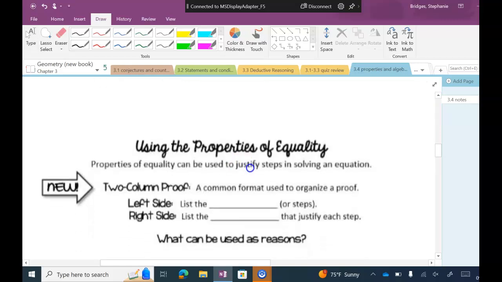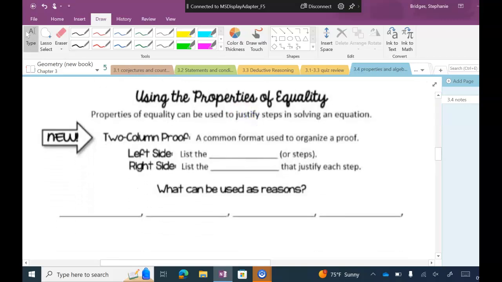Next, it says using these properties of equality. These properties of equality can be used to justify steps in solving an equation. Okay. And the proofs that we're going to do in this class are called two-column proofs. One column, two column. Your first column is going to be your statements. Your second column is going to be the reasons. You have to justify each statement with each reason. Also, you cannot skip a step. Think about instructions if you're putting something together. If you don't follow it step by step, you're going to miss something, right? It's not going to go together like it's supposed to.